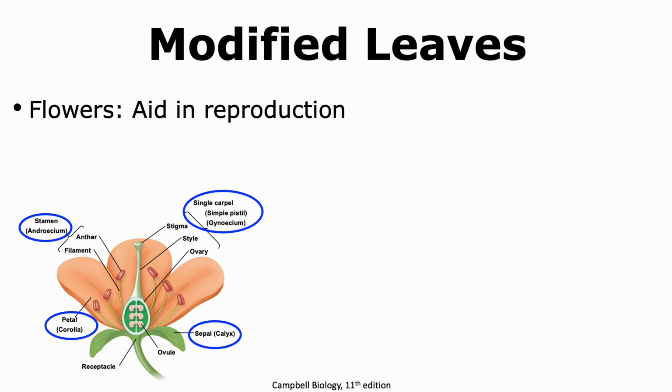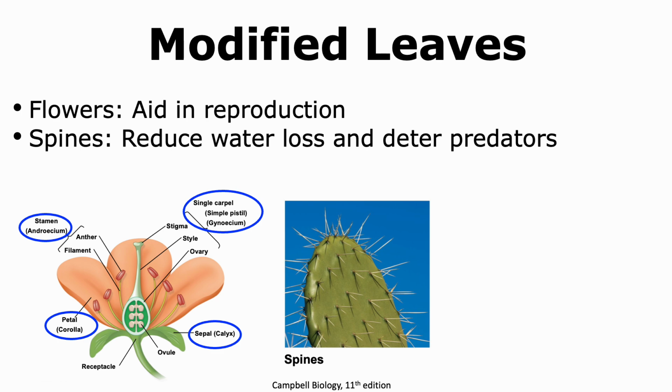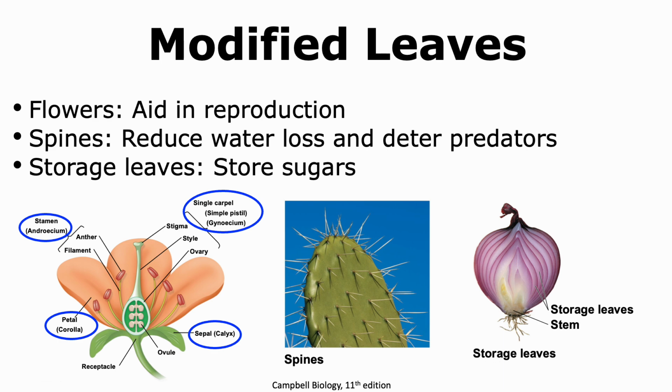The way some plants make modified roots and stems, leaves can be modified too. Flowers are examples of modified leaves that play important roles in sexual reproduction. Spines are also modified leaves that are observed in plants that live in areas where water is scarce. The spines reduce water loss and deter predators as well. Storage leaves are observed in plants like onions, where the leaves store sugars.